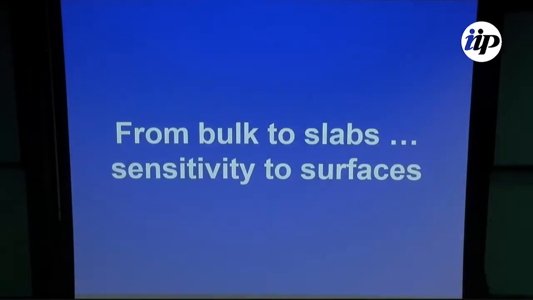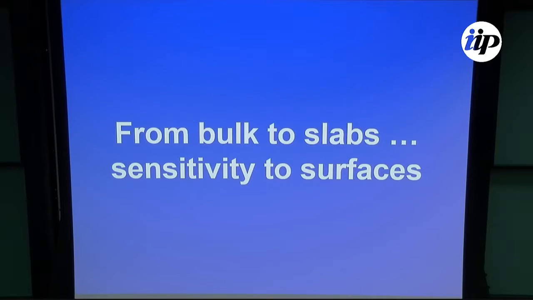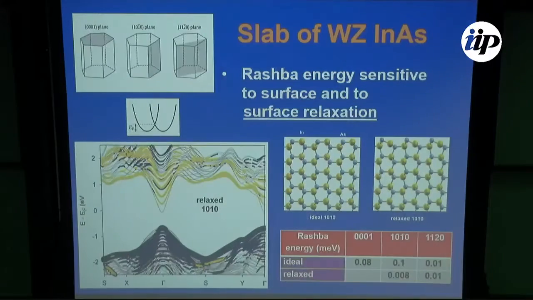Okay, I'm almost done. Now we want to go from bulk to slabs, just from ab initio. This was K.P, and this is what ab initio gives. I will show you just one particular example. You take a slab of wurtzite indium arsenide and do everything ab initio along a particular orientation, 1, 0, 1, 0. And you have an ideal structure of a slab.